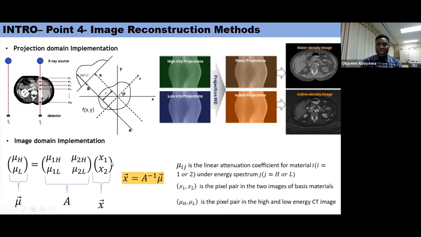Looking at the image domain, like I said, is just a matrix implementation where you have a decomposition matrix, and then you are expressing every signal, every pixel value that you see there, as a linear combination based on a basis matrix, a basis material. For instance, your basis material can be water and iodine like this. So they have a particular attenuation value. Then every other material like calcium and something else will be expressed as a linear combination of water and iodine. That way it's easy for you to interpret the image, because now you know that this is calcium, but that calcium is expressed in the form of a combination of water and iodine, so you can easily separate it out from the image.